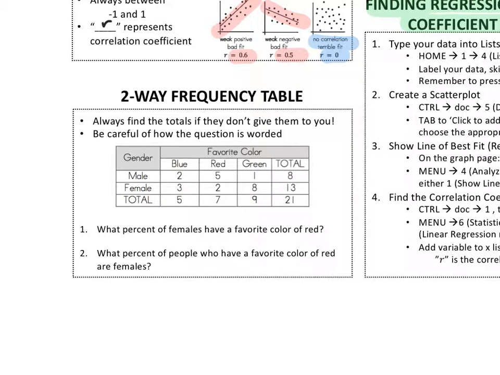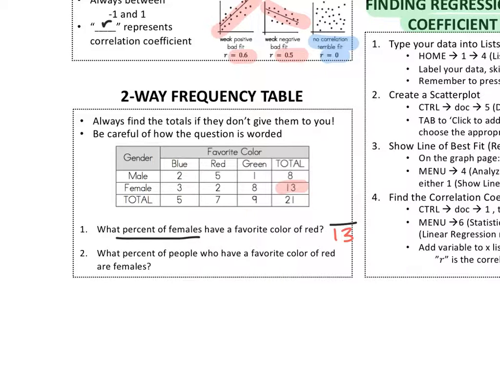So first step is to find all the totals. And then second, you want to be really careful about how the question is worded. So for example, what percent of females have a favorite color of red? So you're going to start by thinking about, okay, what percent of females? That's what's going to tell you what's going to go on the bottom. So we're looking at the total number of females. So that's going to come from right here. So 13 is what's going to go on the bottom, because it's something out of 13.